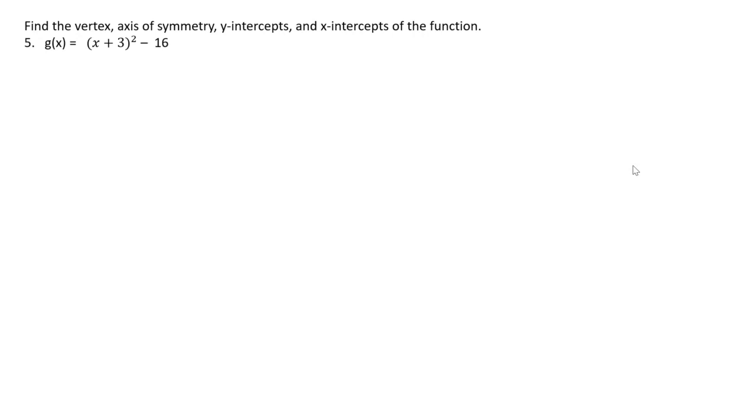Now this is in another form, right? This is also a quadratic equation, but this is called vertex form. So we're going to try to find the same things: the vertex, axis of symmetry, y-intercept, and the x-intercept. For this one, the vertex is visual because the vertex is going to be (h, k).